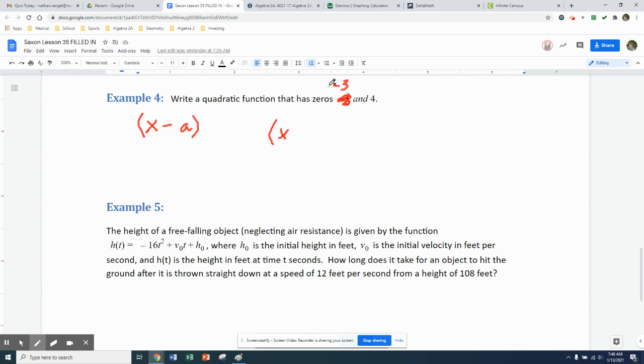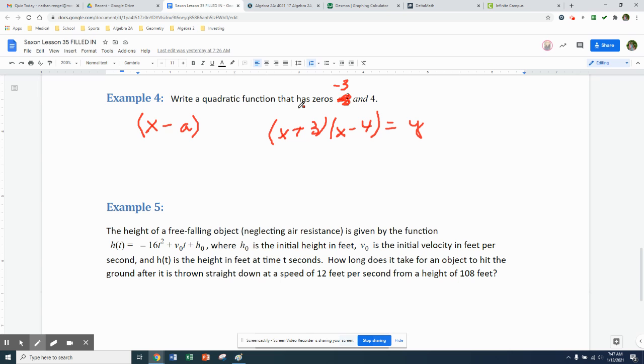We could rewrite the zero of -3. That would come from a factor of x plus 3, because when I set x plus 3 equal to 0, then I would end up getting that zero of -3. And my other zero would be 4, which would come from the factor x minus 4. Now we want to write a quadratic function that comes from those two factors. So we'll set it equal to y.